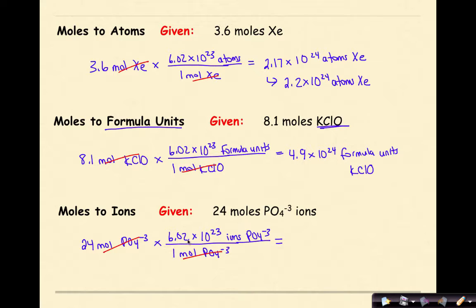I'm going to put my equal sign. 24 times 6.02 times 10 to the 23rd divided by 1. If I work this out, I should get 1.4 times 10 to the 25th ions PO4 minus 3, and I check to make sure that I am starting and ending with the correct number of significant figures, which I am. And this is a review of converting moles to atoms, moles to formula units, and moles to ions.